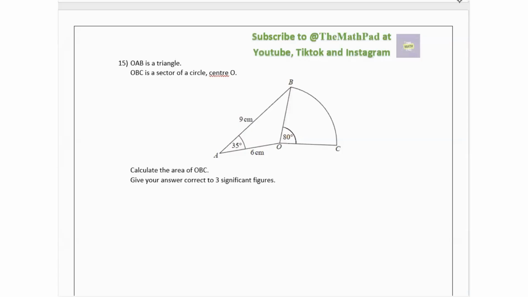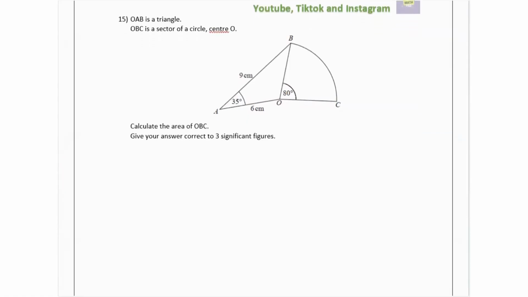Then it says OAB is a triangle, OBC is a sector of a circle with center O. Calculate the area of OBC, giving answer correct to three significant figures. So to calculate the area of OBC, we obviously need the radius. And now if you notice, we have two lengths over here and the angle between them. We need to find the third length. So to find the third length, when you have two lengths and the angle between them, what we do is we use the cosine rule.